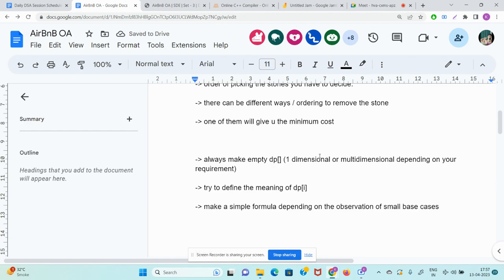No matter if you are solving an easy DP problem or you are solving a DP problem which was asked in Google Kickstart or CodeJam, the same rules always apply. Make a simple formula depending on the observation of small base cases. Also in DP, guys, there are some different patterns. Roughly there are 18 to 20 patterns. If you know all these patterns, then in most cases you should be safe, at least for OA or CP.